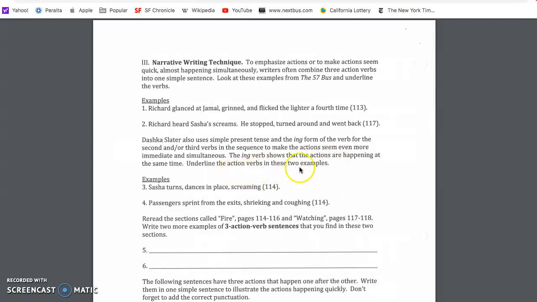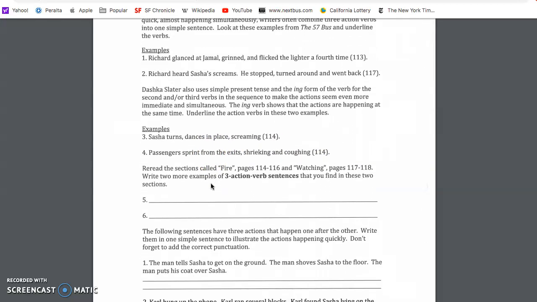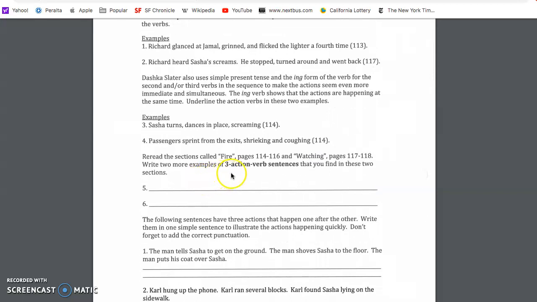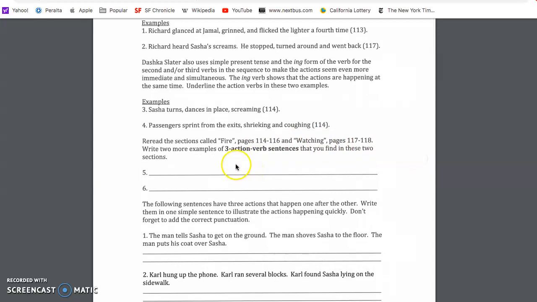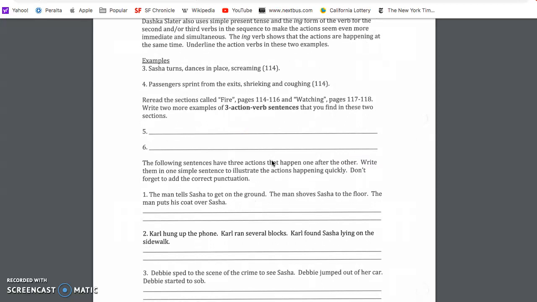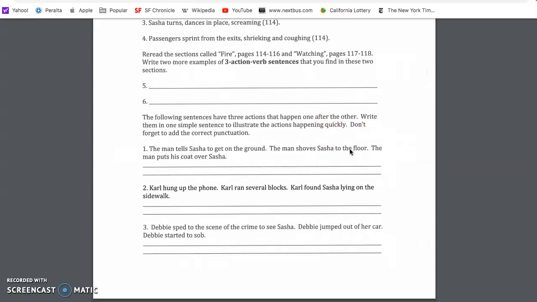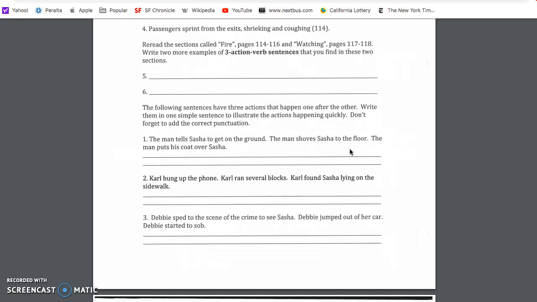So I want you to underline the action verbs in these two examples, numbers 3 and 4. And then reread the sections called Fire on pages 114 and 116 and Watching, pages 117 and 118, and find two more examples of three action verb sentences in these two sections. Then, in these sentences, the following sentence has three actions that happen one right after the other. Write them in one simple sentence to illustrate the actions that happen quickly. Don't forget to add the correct punctuation.